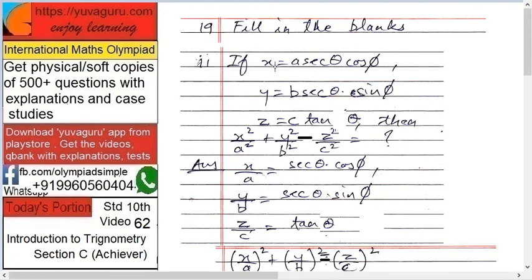Again, if x equals a sec theta cos phi, y equals b sec theta sin phi, z equals c tan theta, then x square upon a square plus y square upon b square minus z square upon c square equals to, quite an easy one. Do this, bring x upon a. So it becomes x upon a equals sec theta cos phi. A comes over here. Similarly, b comes over here. Y upon b equals sec theta sin phi. And z upon c equals tan theta.